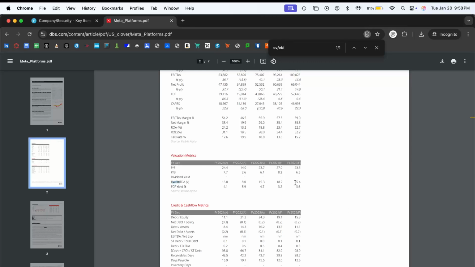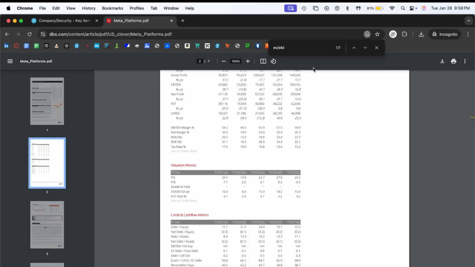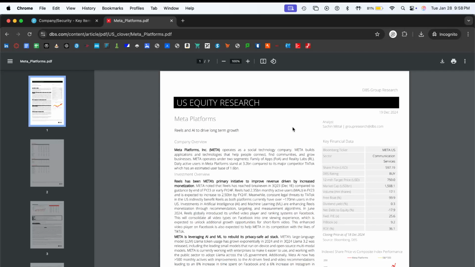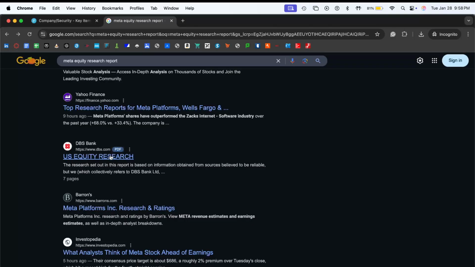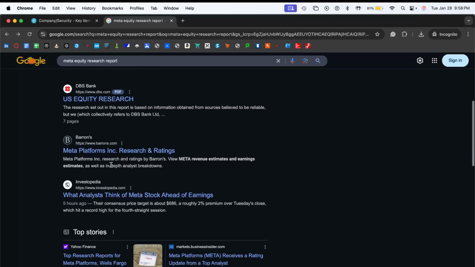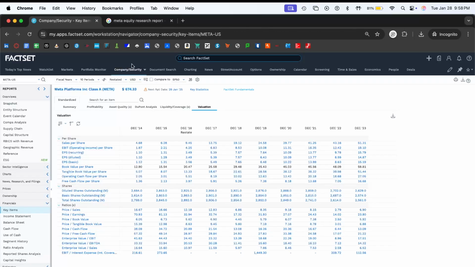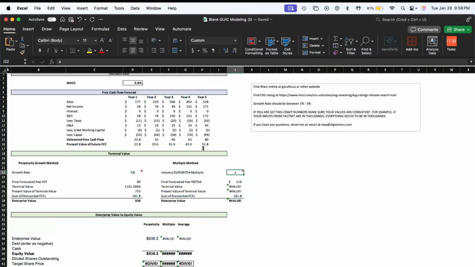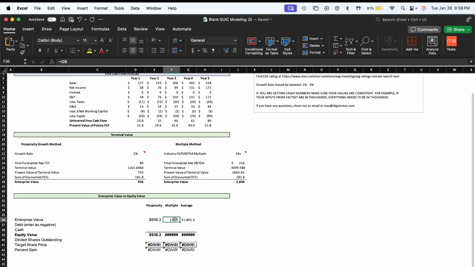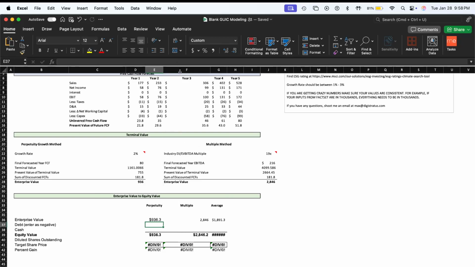There we go. EV/EBITDA for 2024, 18.2. A great source here is this report by DBS, which is very helpful. So I'm going to use probably around 19x just for now. And so you'll see we're actually almost done here.